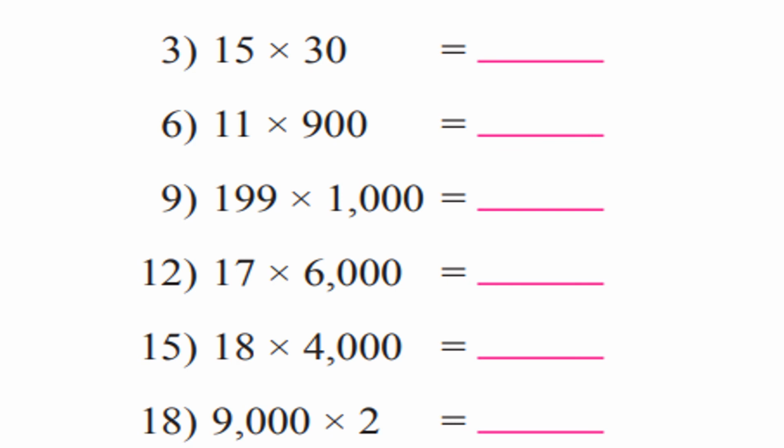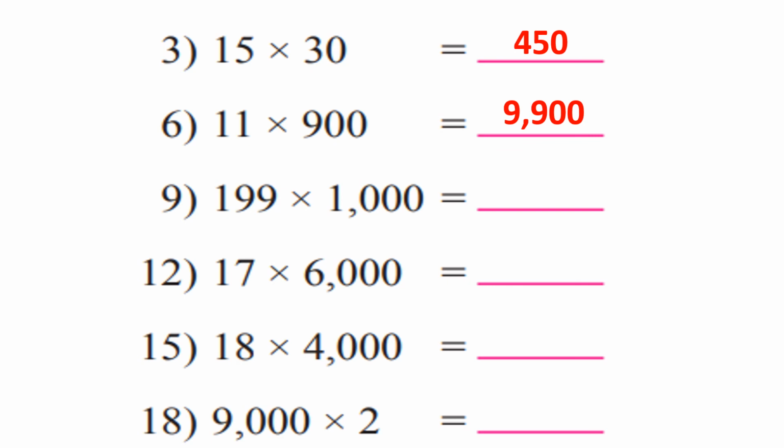The last column is number 3, 6, 9, 12, 15, and 18. Number 3, 15 times 30. 30, 1 zero, you write here first. And then 3 times 15 is 45. And then you have 0, 450. Number 6, 11 times 900. 900, 2 zeros, you write here 2 zeros. 9 times 11 is 99. Then the answer is 9,900.